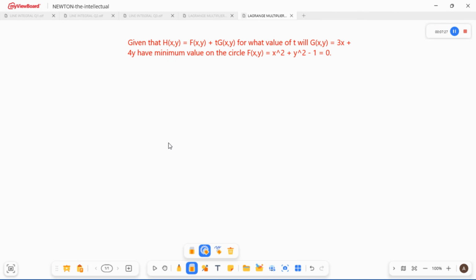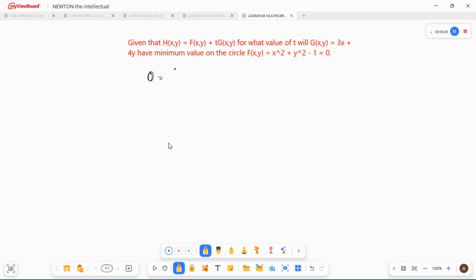Now, this question is the type that was in the past questions a lot. Now it says given that h of x y is equal to f of x y plus t g of x y, for what value of t, with g of x y equals 3x plus 4y, does h have a minimum value on the circle f of x y equals x squared plus y squared minus 1 equals 0. Now one thing that I want you to understand is that for this particular question to be an extremum, it means that the derivative of h is equal to 0 basically.